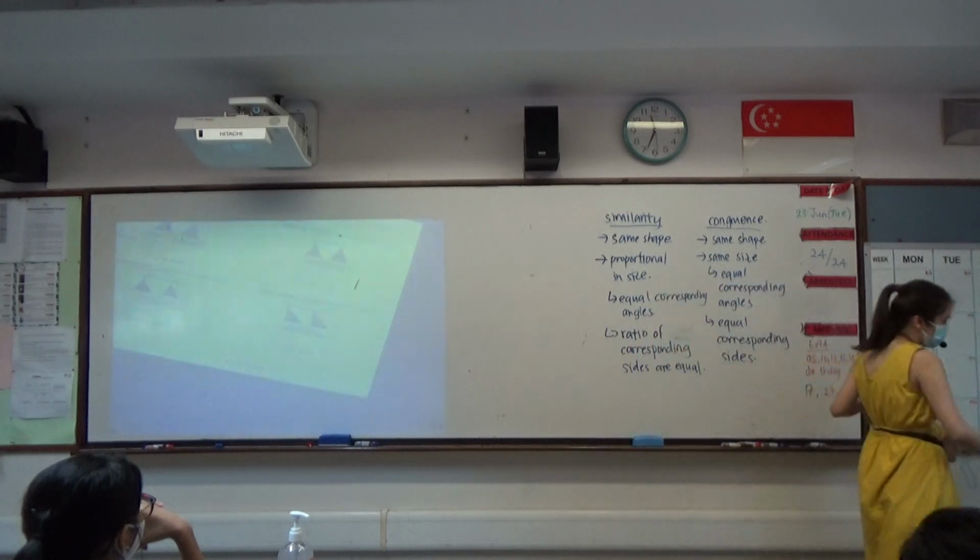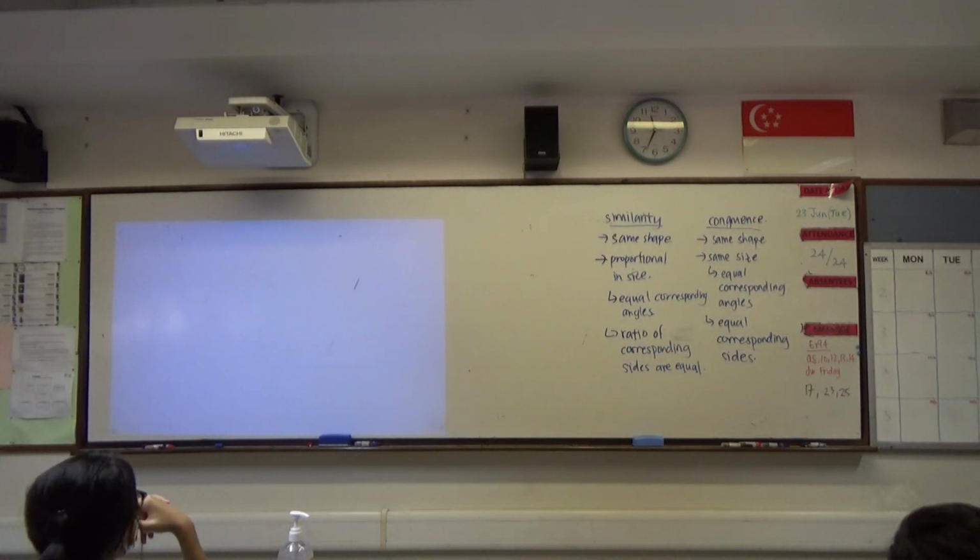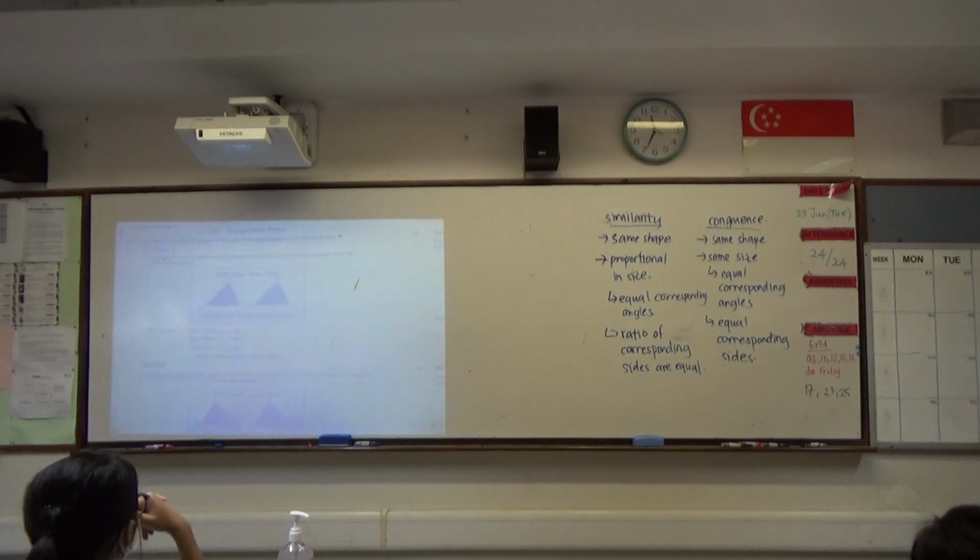So that's what we covered when we were in Sec 2 regarding congruence and similarity. So then what is this chapter going to be about? This chapter is going to be on the different proofs that we are going to use to justify that two things are congruent or two things are similar.